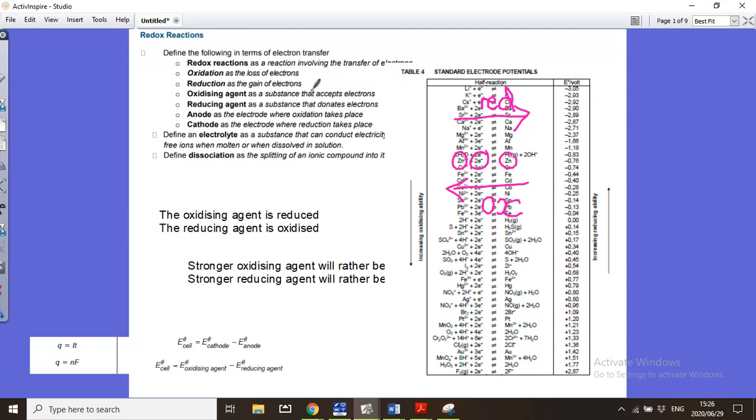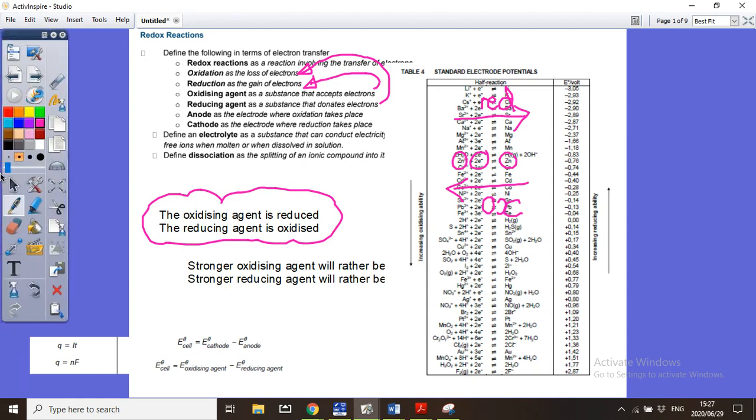So the oxidizing agent accepts electrons. So that means it's gaining electrons. So if you look at our definition, the oxidizing agent gains electrons, so the oxidizing agent is reduced. The reducing agent donates electrons, which means it's giving them off, and the loss of electrons is oxidation. So these sentences here are super important. The oxidizing agent, therefore, is always going to be reduced, and the reducing agent is always going to be oxidized.